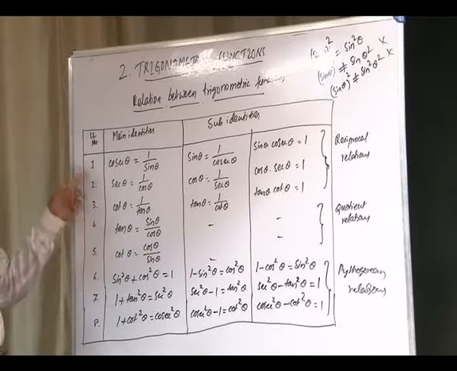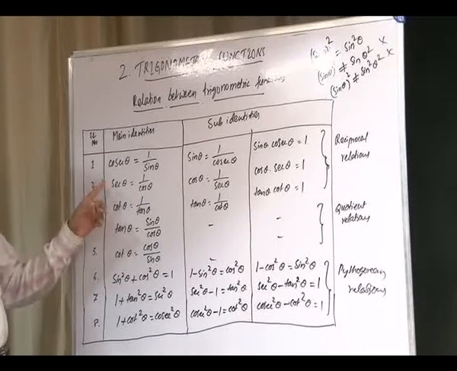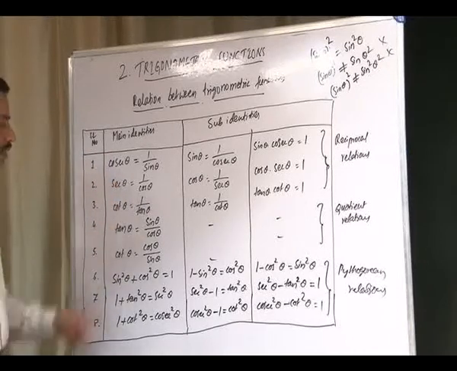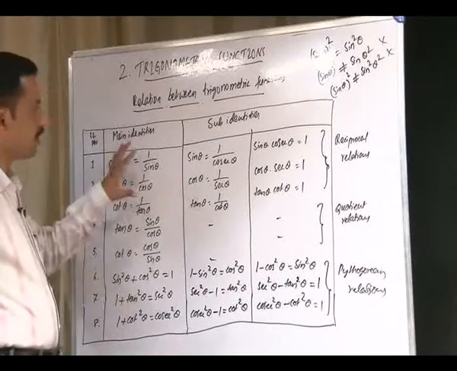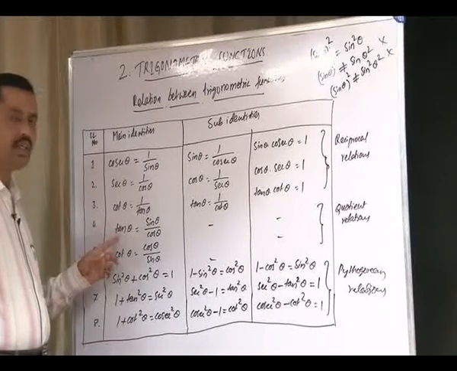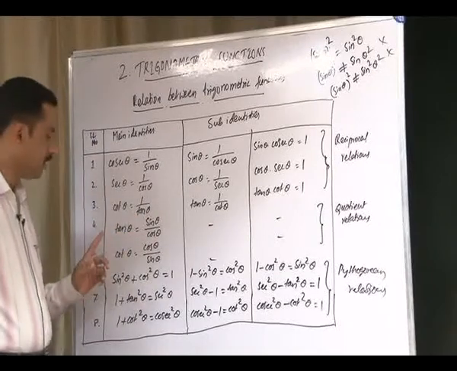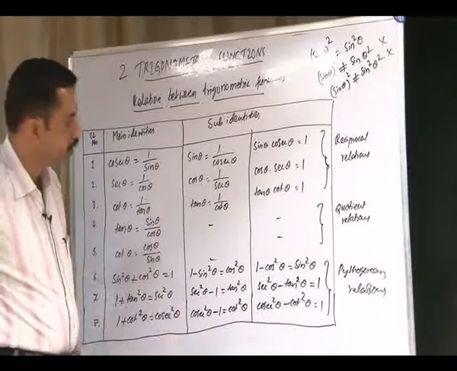In main identities, the first one is cosecant theta is equal to 1 by sin theta, the second one is secant theta is equal to 1 by cos theta, the third one is cot theta is equal to 1 by tan theta. These three relations are called reciprocal relations. Next, the fourth one is tan theta is equal to sin theta by cos theta, and cot theta is equal to cos theta by sin theta. These two are called quotient relations.